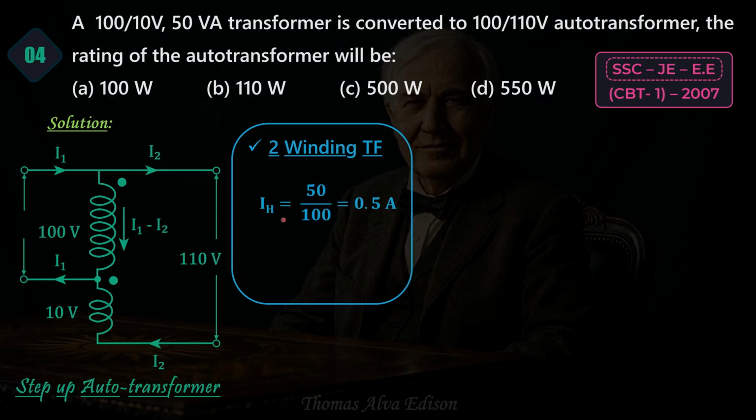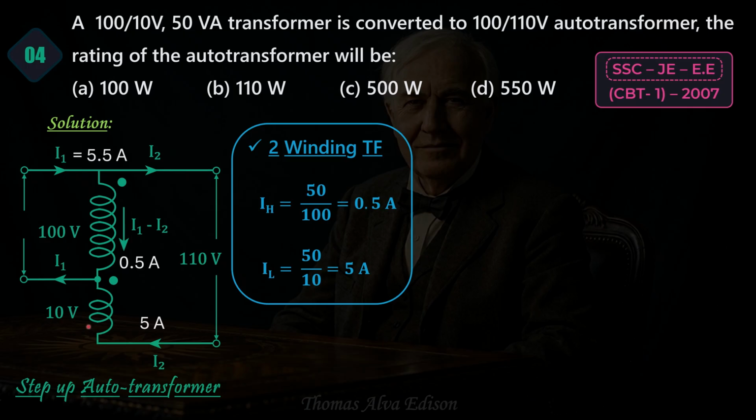Now let us calculate the current rating of each winding. Now rated current of high voltage winding is 50 volt ampere divided by 100 volt, that is the rating of winding is equal to 0.5 ampere. Similarly, the current rating of low voltage winding is 50 volt ampere divided by 10 is equal to 5 ampere. Now in this case, current taken from the primary is 5.5 ampere. Since output voltage is 110 volt, that means 100 volt winding and 10 volt winding are connected in additive polarity.